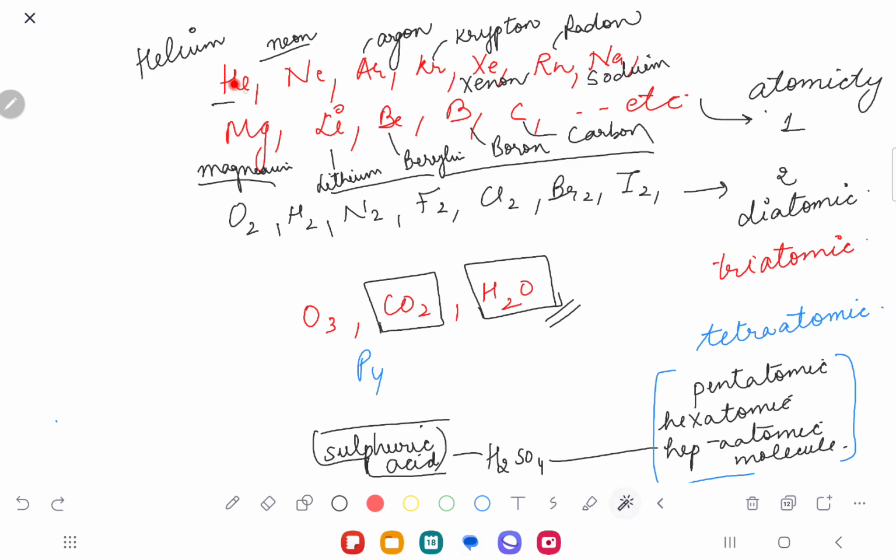So this is how it basically works. When we're talking about helium, neon, argon, krypton, xenon, radon, sodium, all of these elements have atomicity, and these are all simple molecules. H2, O2, N2, F2, Cl2, Br2, I2 are all simple molecules. Why? Because they have two atoms, and these two atoms are made up of the same type of atoms.